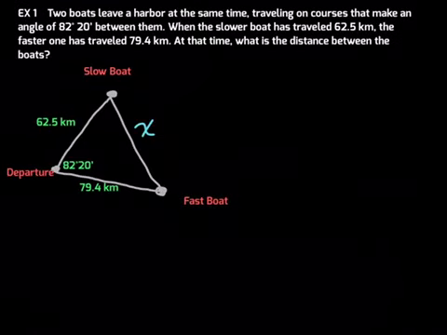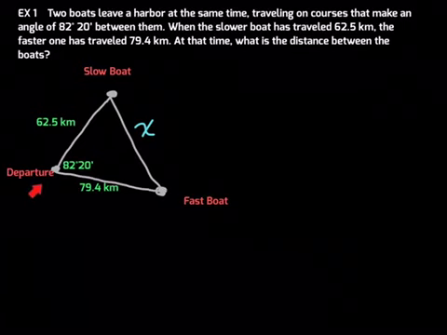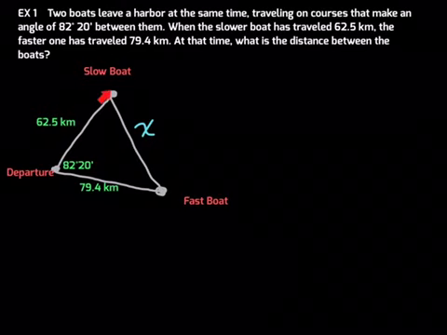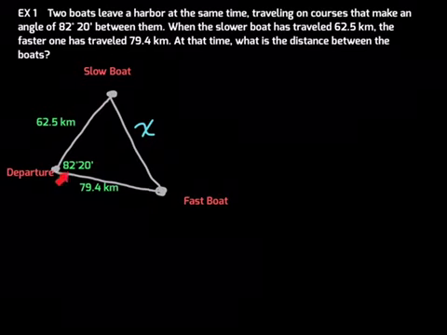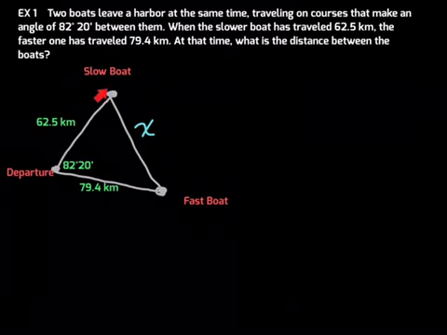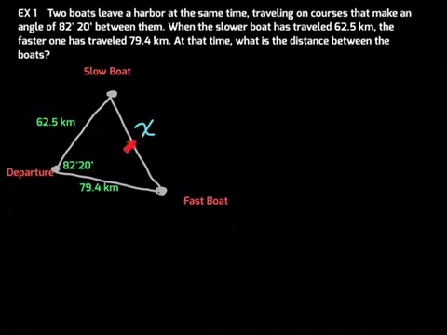All right, everybody, this is the quick sketch that I made. This is the harbor, or the departure point. Two boats are leaving. The slow boat is over there. The fast boat is here. 82 degrees and 20 minutes is between them. 62.5 kilometers for the first boat, 79.4 kilometers for the faster boat. This is the unknown, the distance between the 2 boats.